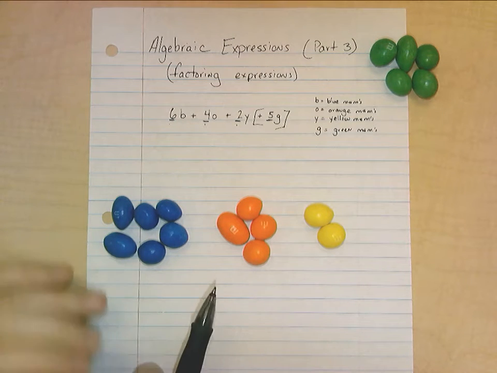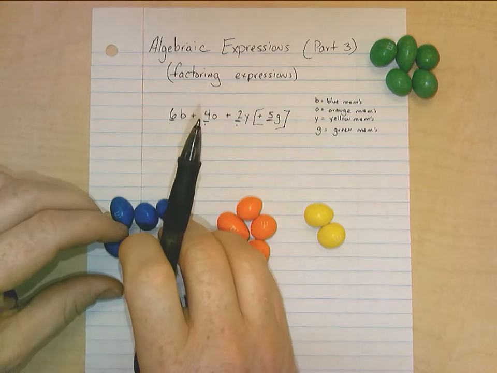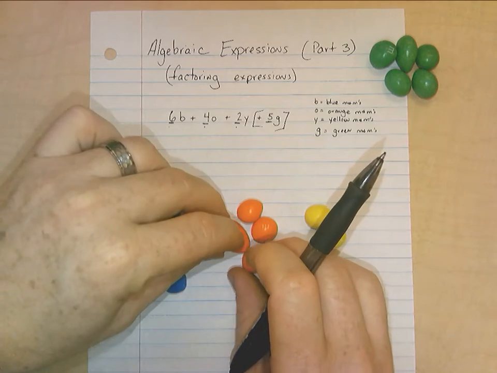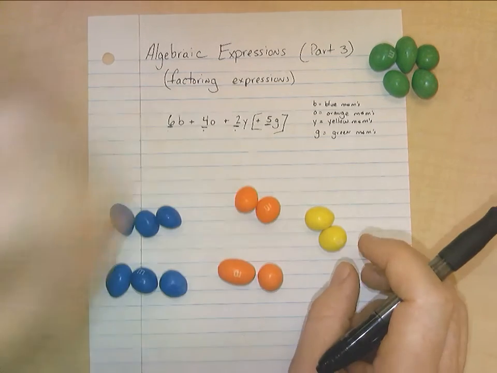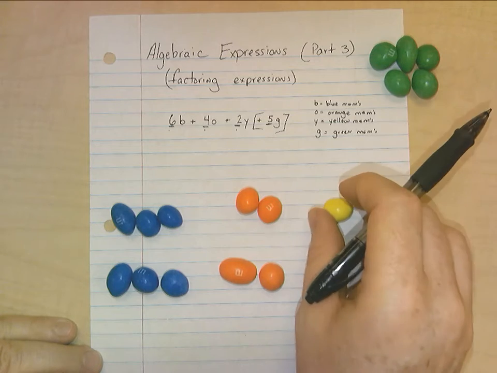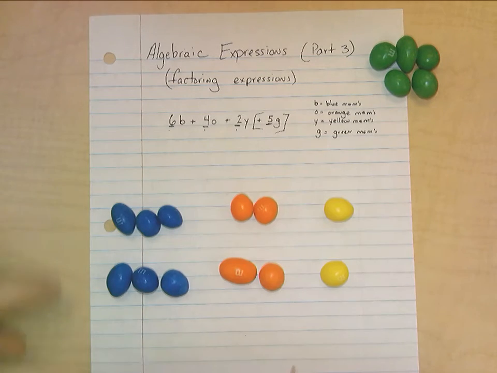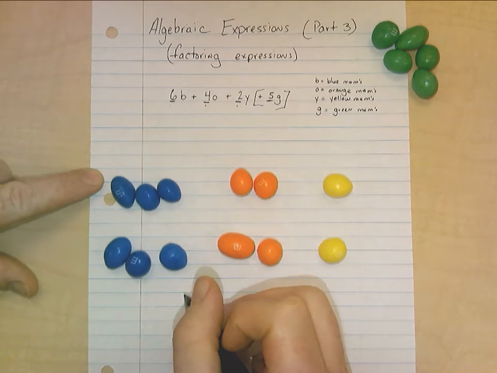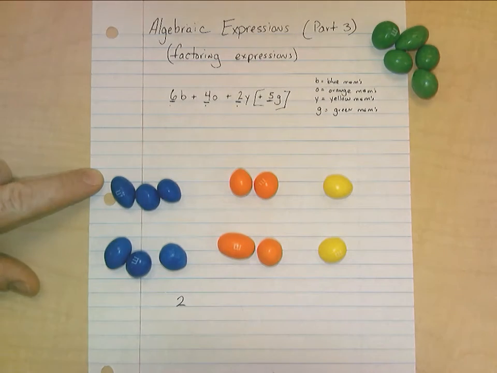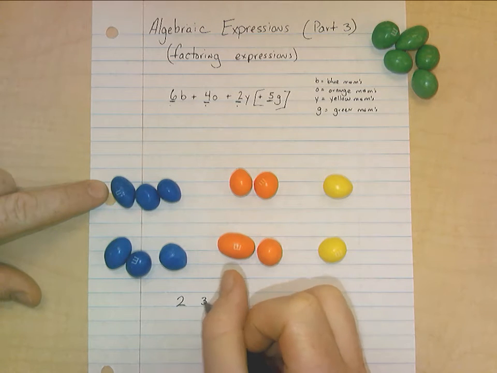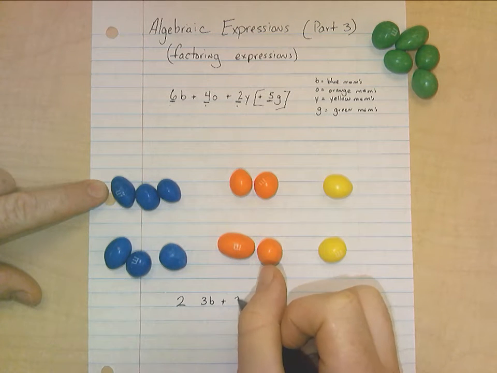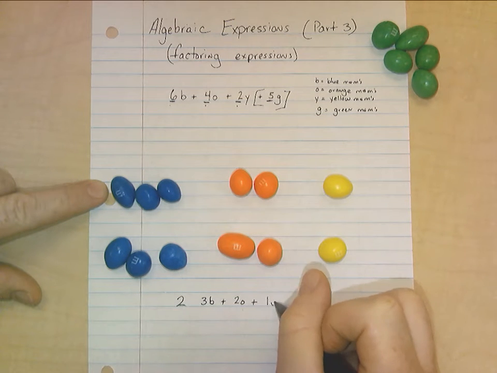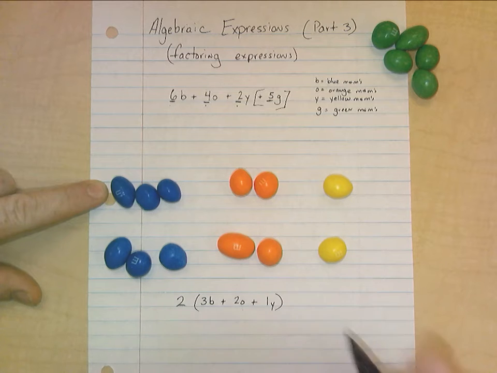6 can be divided by 2 into groups of 2, right? So if we divide that into groups of 2, we'll have 2 groups of 3. If we divide this by 2, we get 2 groups of 2. And if we divide this by 2, we got one yellow each. So what do you end up with here? Well, now you've got 2 groups. So on the bottom here, I'm going to put 2 groups of 3 blues plus 2 oranges plus 1 yellow. Put that in parentheses.